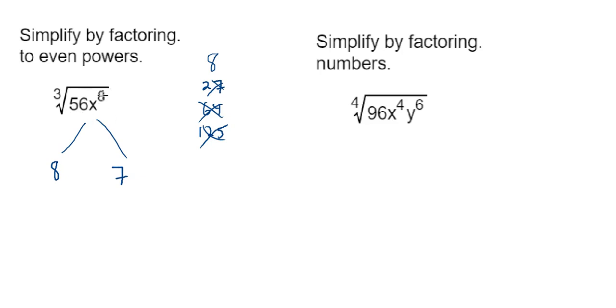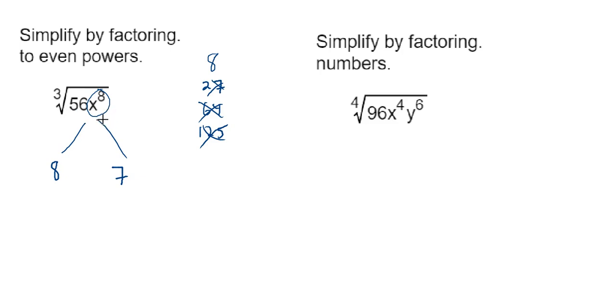Now remember, this will simplify if the power can be divided by the root. Here, 8 does not divide by 3. So as a whole, this will not simplify nicely. So we're going to have to split up the x as well. We didn't have to do that in the last example because the whole thing simplified nicely. But here, 8 powers of x is not going to simplify nicely with a cube root, excuse me. So we'll have to split it up.